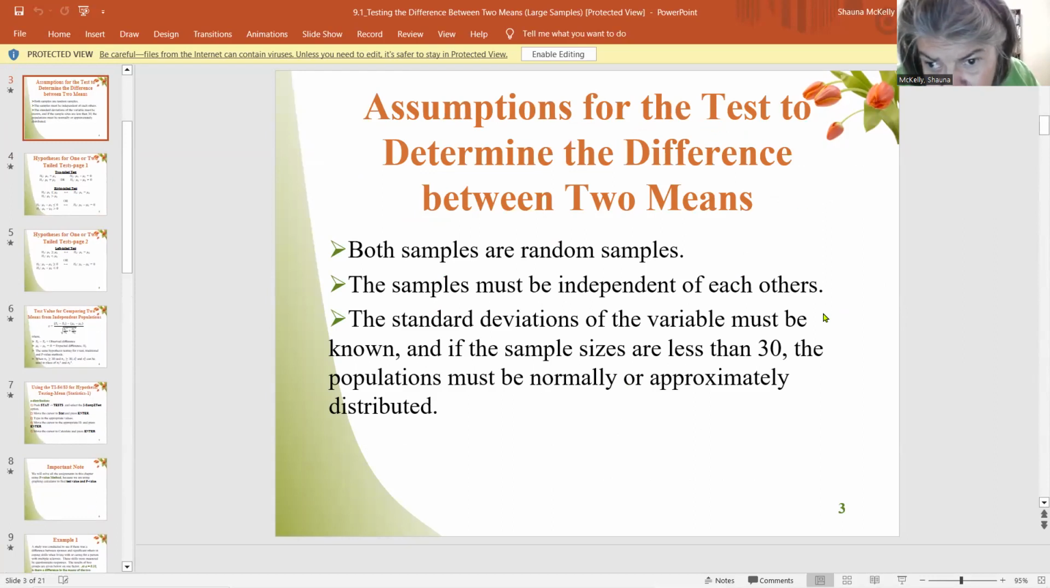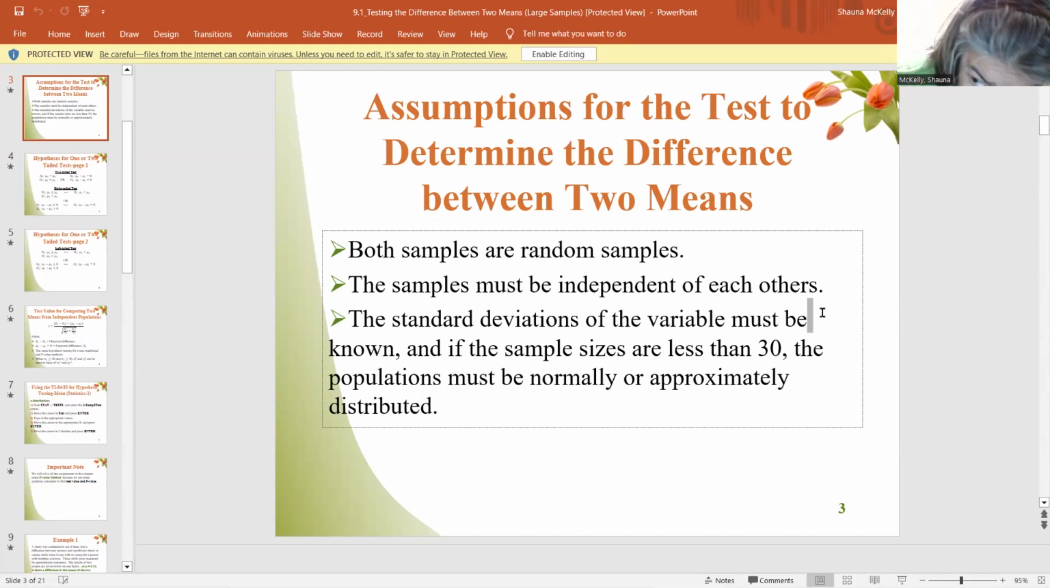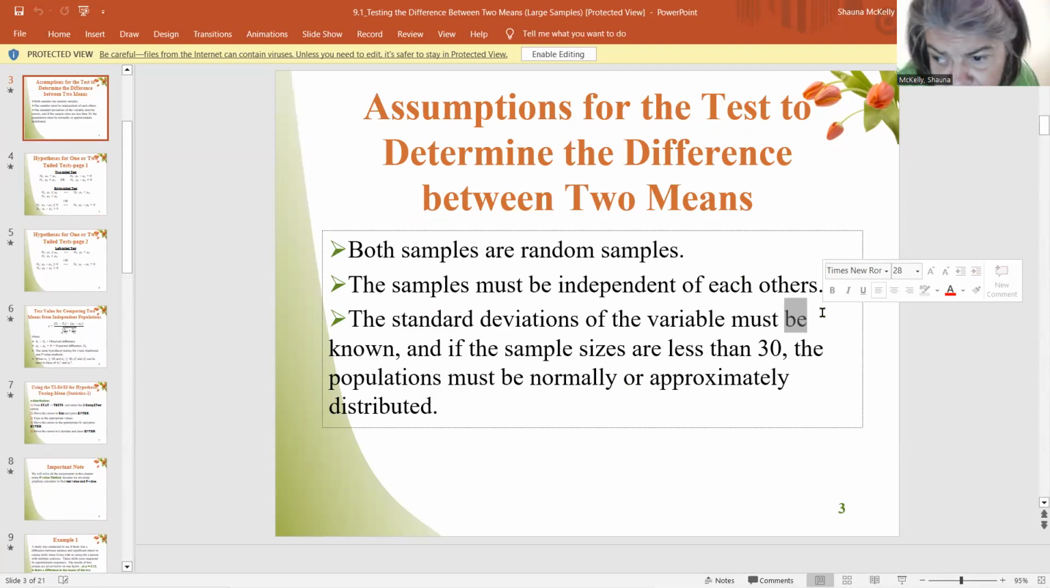Assumptions for the test to determine the difference between 2 means. Each of these bullet points is an assumption, okay? So question 2 is on slide 3 of your notes.